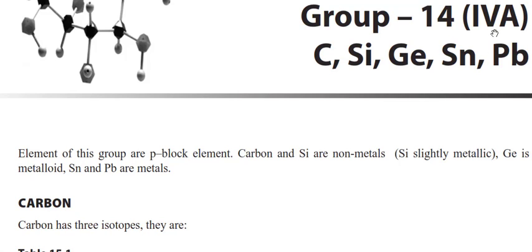Dear students, today we are going to learn about the 14th group, which contains carbon, silicon, germanium, tin and lead. These elements belong to the P block. Carbon and silicon are non-metals, but silicon has a slightly metallic character. So silicon is generally used as a semiconducting material, whereas germanium is a metalloid. Tin and lead are metals.